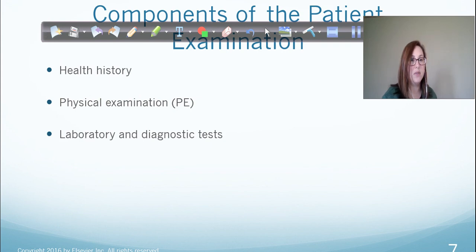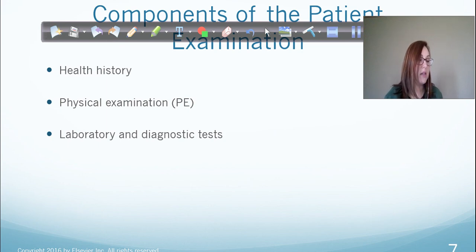Components of the physical exam. So there's 3: health history, physical exam, and then laboratory and diagnostic tests. A health history is very important. That gives the background and paints a picture of why the patient is in the office and helps direct the doctor on areas to focus during the exam. And then it'll give some indication of what laboratory and or diagnostic tests to order.